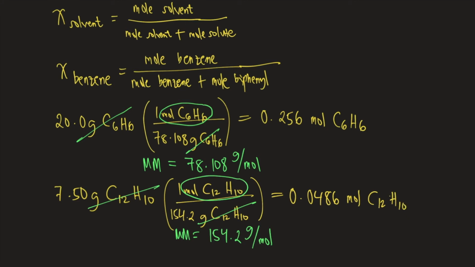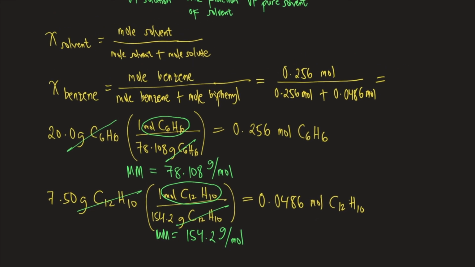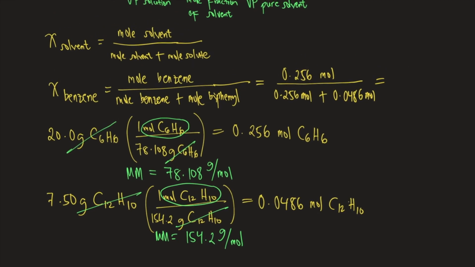Now that we have the moles of benzene and moles of biphenyl, we can go back to the formula for the mole fraction of benzene. This is equal to the moles of benzene, 0.256 moles, divided by the moles of benzene, 0.256, plus the moles of biphenyl, 0.0486 mole. And the mole fraction of benzene is equal to 0.840. Mole fraction doesn't have any unit because moles will cancel in the formula.